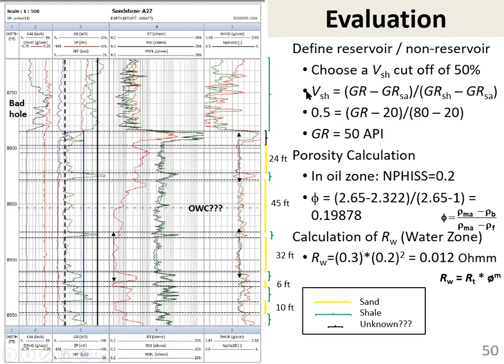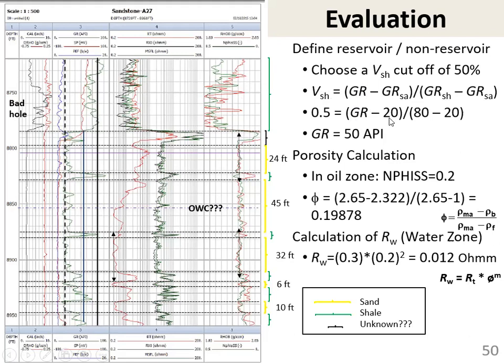Since we are using a 50% cutoff, your V shale is taken to be 0.5. This is the gamma ray reading that we want to infer. This is how you are going to draw your cutoff. So this is yet to be known.